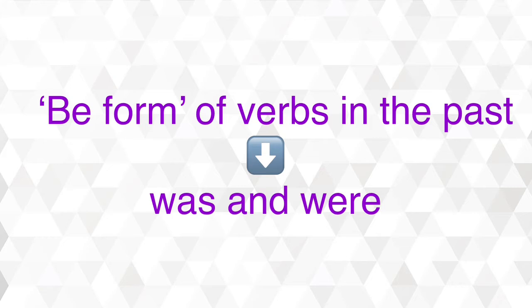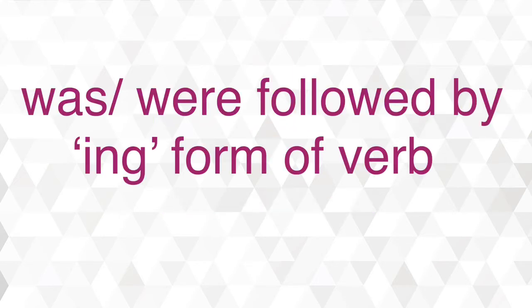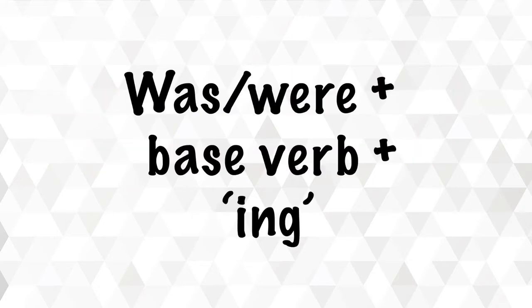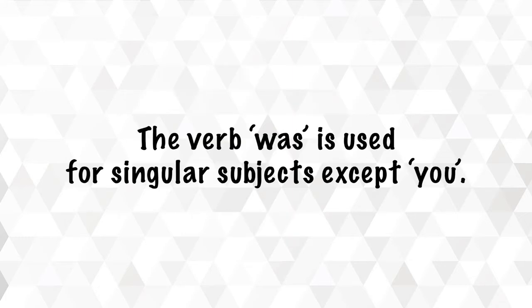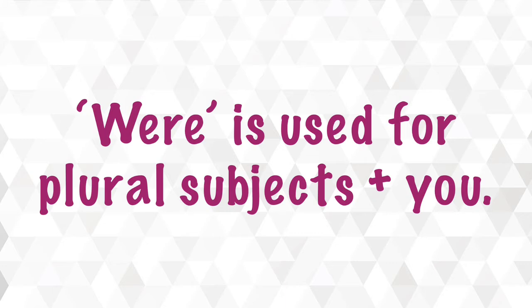Past continuous tense of a verb consists of a be form of a verb in the past. Now, what are be forms of verbs in the past? Well, they are was or were. Was or were is followed by an ing form of verb, that is, was or were plus base verb plus ing. The verb was is used for singular subjects except you, and were is used for plural subjects plus you.